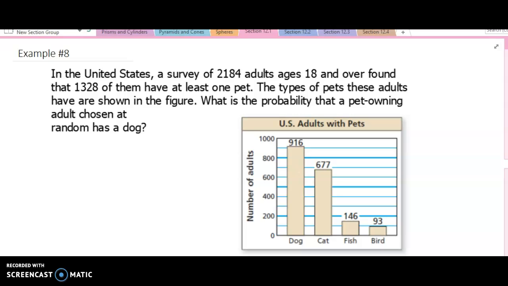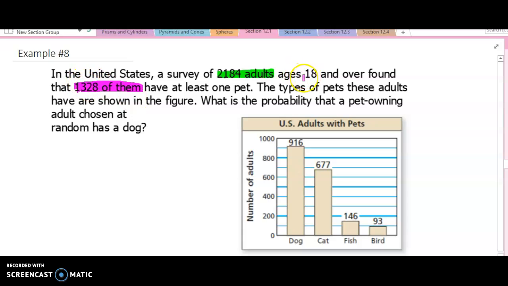All right, so let's look at example 8. Now, when you're doing these, you have to pay very, very close attention to the words. They can be misleading or confusing or sometimes not even what you see. So you have to pay very, very close attention to the words that are given. It says, in the United States, a survey of 2,184 adults age 18 and over found that 1,328 of them have at least one pet.